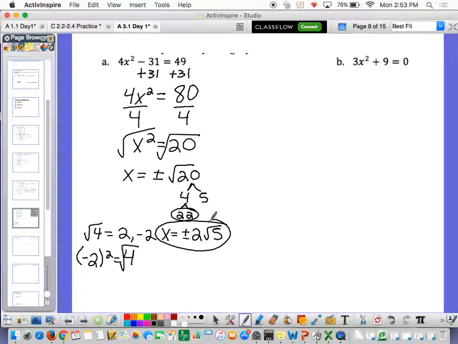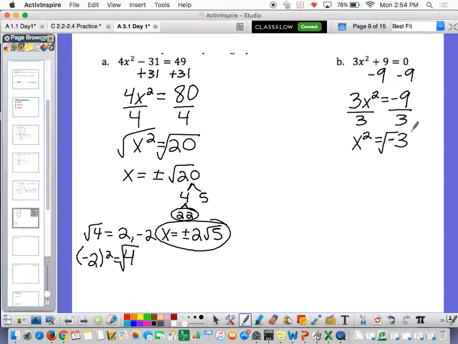All right, let's do another one. Let's do B. B looks pretty. I would suggest subtracting 9. So you're left with 3x squared equals negative 9. And if we want to get x by itself, well, I would highly suggest dividing by 3. So that's pretty. And then you're left with x squared is equal to negative 3. Okay. And then to get x by itself, you should just square root.